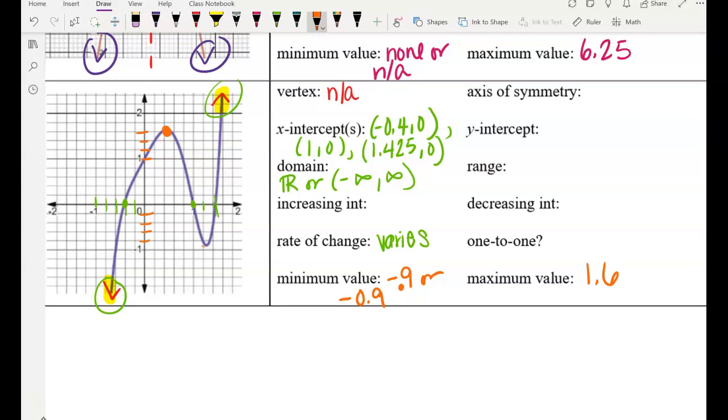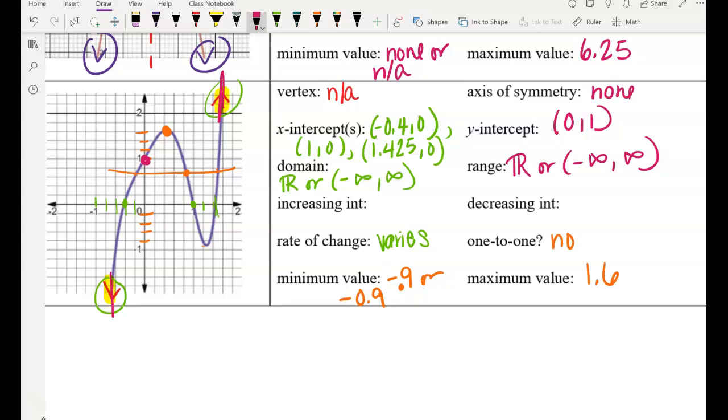Is it a 1 to 1? Definitely not. Look at this. It doesn't pass that horizontal line test. So that's like 3 places. So no. Again, I'm going to hold on the decreasing function. Let's talk about the range because that's easier. The arrow right here indicates it's going to go up and down forever, so the range is reals, or in interval notation we should write it from negative infinity to infinity. Now there is a y-intercept right there at 1. So y-intercept is 0, 1. Axis of symmetry, none, because there's not a line that we can write that would make 2 equal parts.